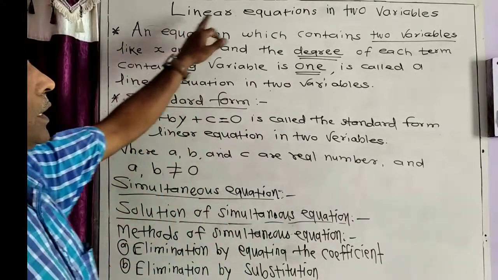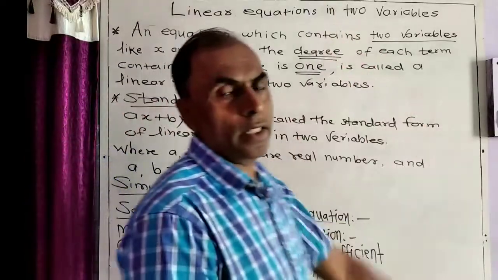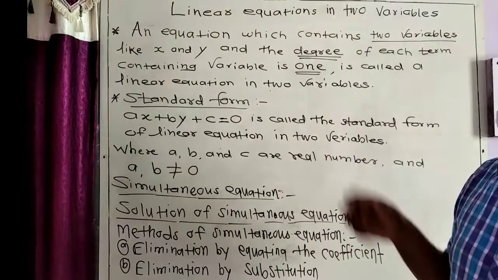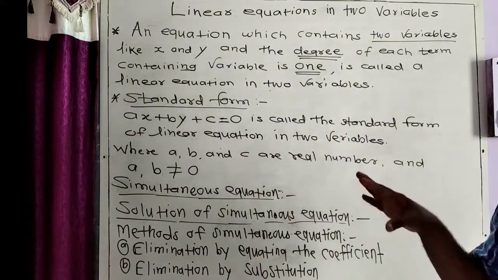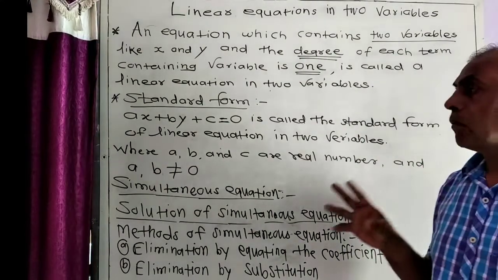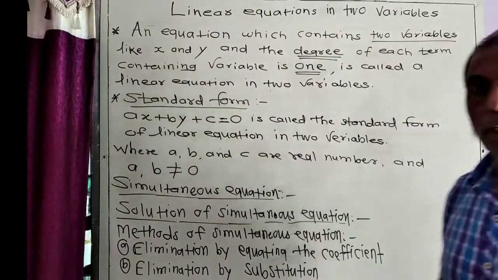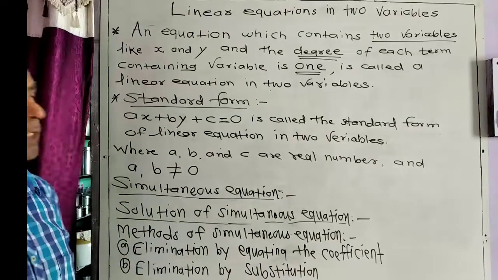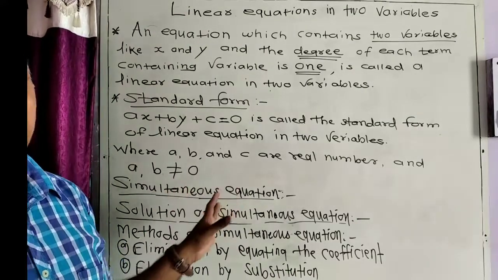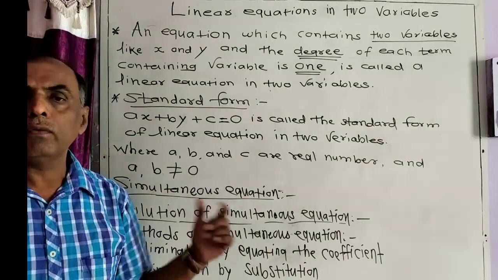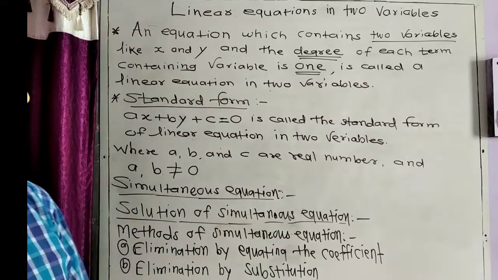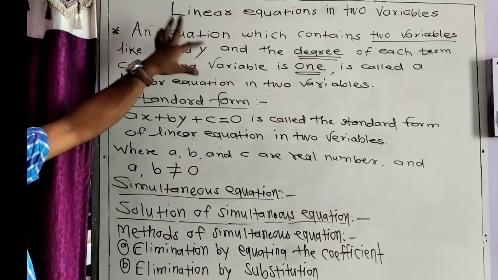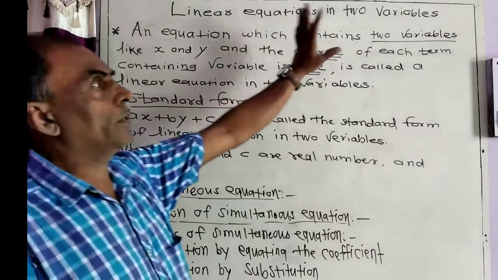So, linear equations in two variables. Last year we have seen what the equation is called, what its standard form is, what simultaneous equations are, and how to find the solution of the simultaneous equations. And last year we saw two different methods by which we find the solution of simultaneous equations. So we just revise. First we see what a linear equation in two variables is.